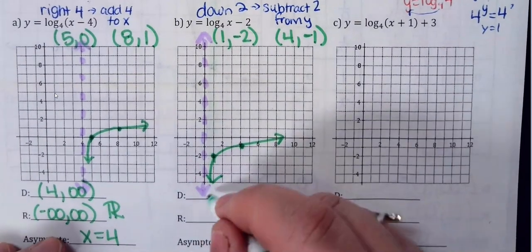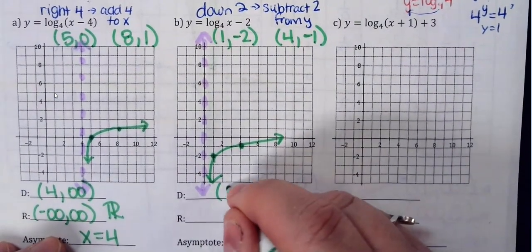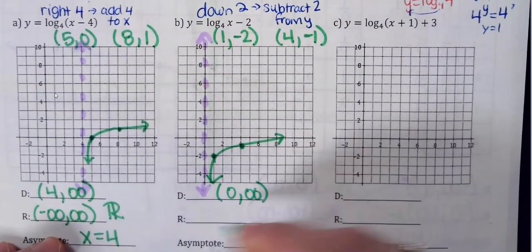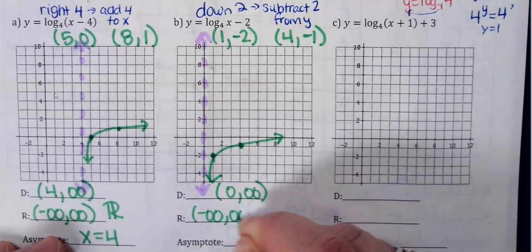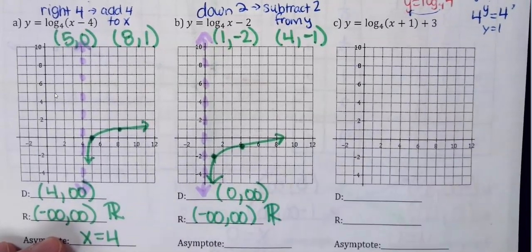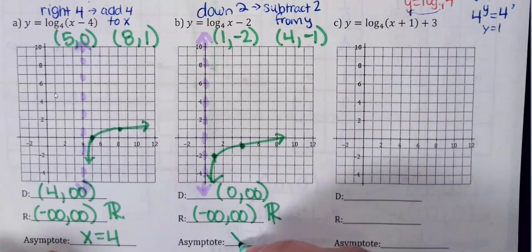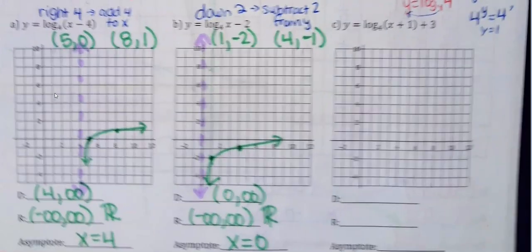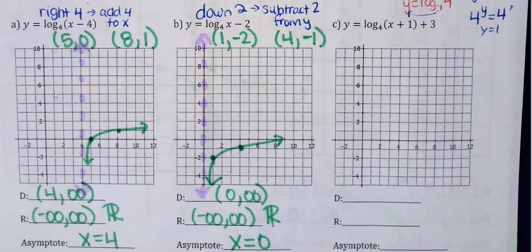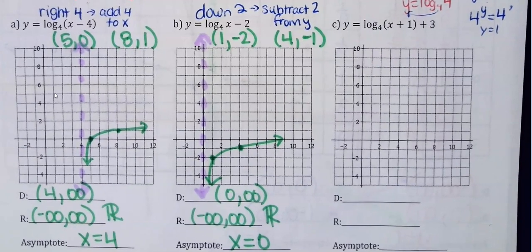Your domain here starts with your asymptote, so it would be 0 to infinity. And then your range, up and down forever, negative infinity to infinity, all real numbers, however you want to write it. Asymptote, vertical line, so it's always x equals a number. I call it vertexal to help me remember it. So it'll be x equals 0.